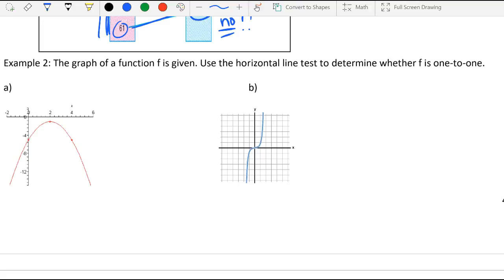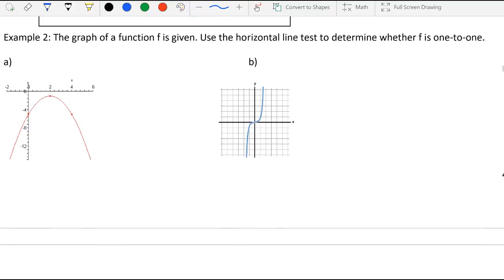Hi class, this video is for 5.2. We will start with example 2. The graph of a function f is given. Use the horizontal line test to determine whether f is 1 to 1.